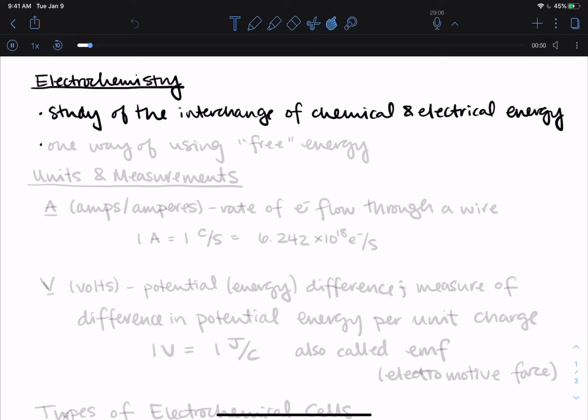This is really cool, and you'll see how it's related when we get later in this topic, but this is one way of using any of that free energy we happen to have available. So we will look at how electrochemical setups are related to delta G by the end of this section. Okay, so I'm going to do some units and measurements first.